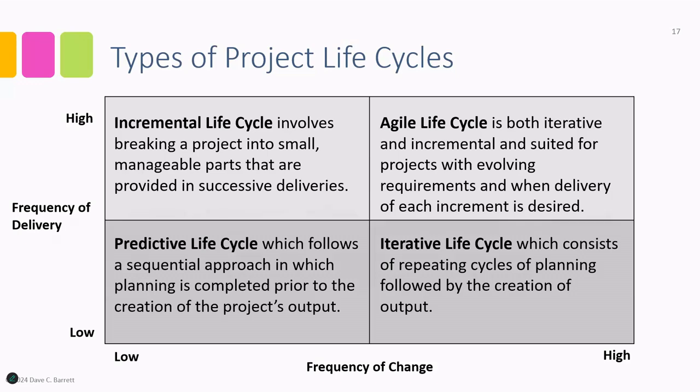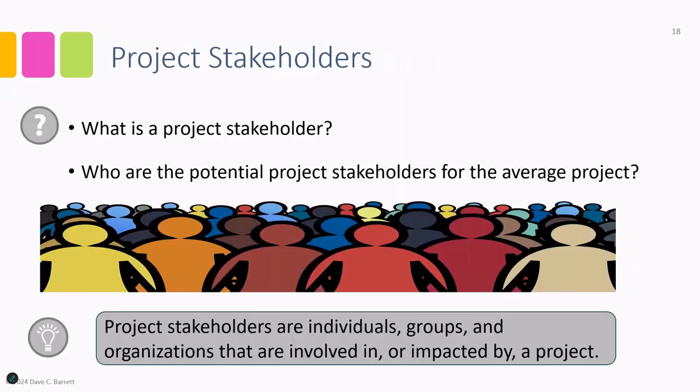Key concept is the definition of what a project stakeholder is. So as you can see by the key idea at the bottom of the screen, project stakeholders are individuals, groups, and organizations that are involved in or impacted by a project. So it is any one or any group or any organization that has some involvement. They're either involved or are somehow impacted by the project.